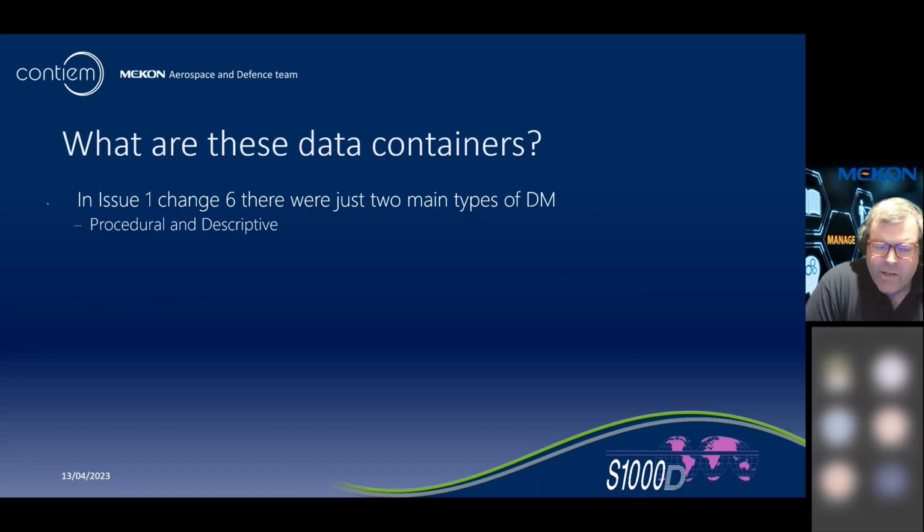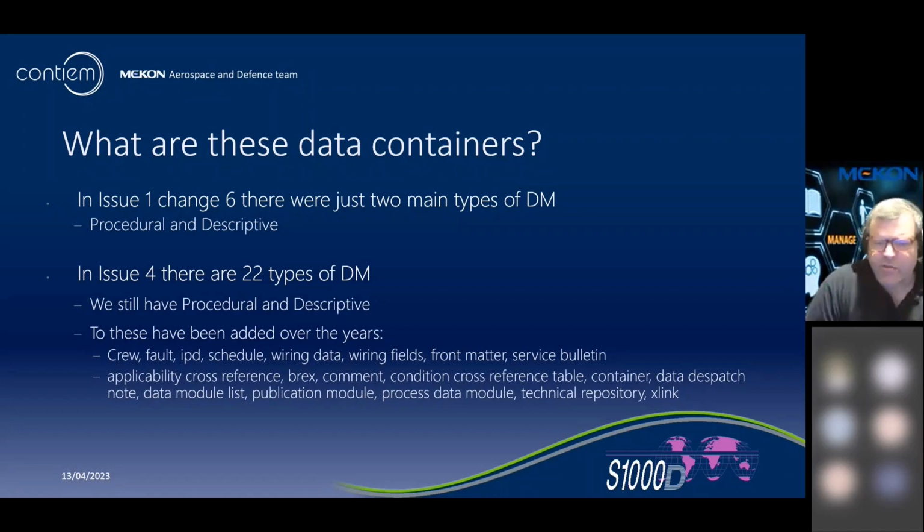So back at Change 6, there literally was just those two types. By the time we got to issue 4, and I must admit, I think there's a couple more in issue 5, I didn't do a count, but in issue 4 there were 22 different types. Some of those are very similar. For example, a crew data module can have almost a mix of descriptive and procedural. It can have steps in it. So it might be a flight crew checklist where people are checking through the items in the cockpit, or it might be a description of how the system works. And then there's a whole load of others there for various different specialist items.